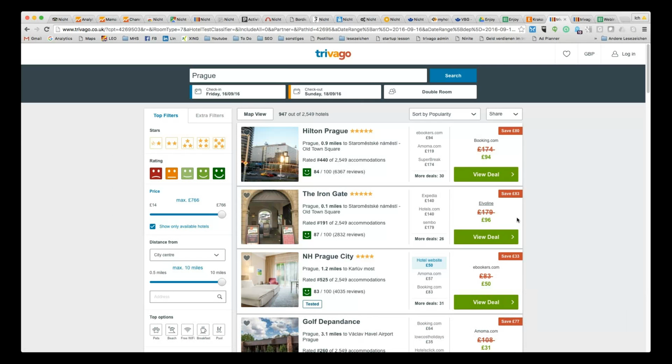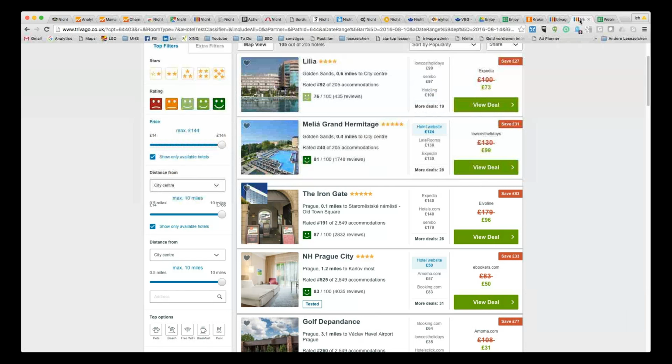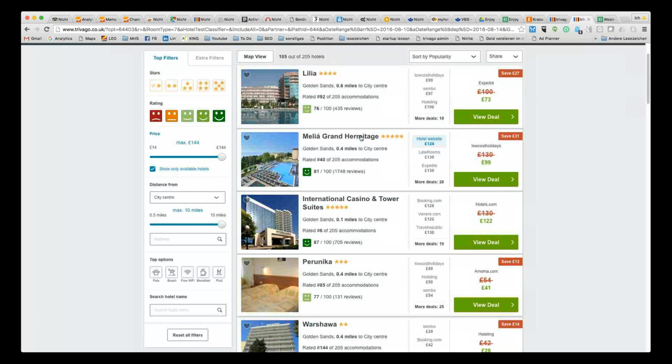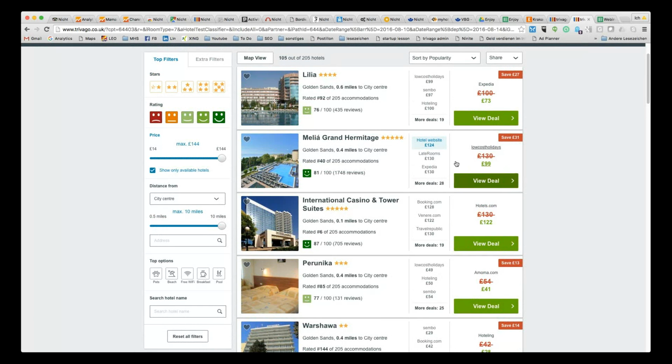Here, for example, you see the Hotel Iron Gate in Prague, and they are selling £96 on trivago.co.uk versus their official rate that they potentially sell on Expedia or their own website with 140. And this is obviously a very annoying situation. Most annoying is when you have your own website live, like you can see here with the hotel in Golden Sands, part of the Melia group. They're having £124 live on their own website, but on lowcostholidays.co.uk, they're actually selling for £99.